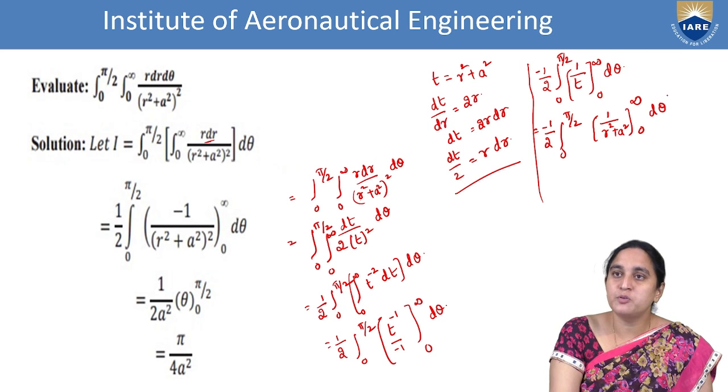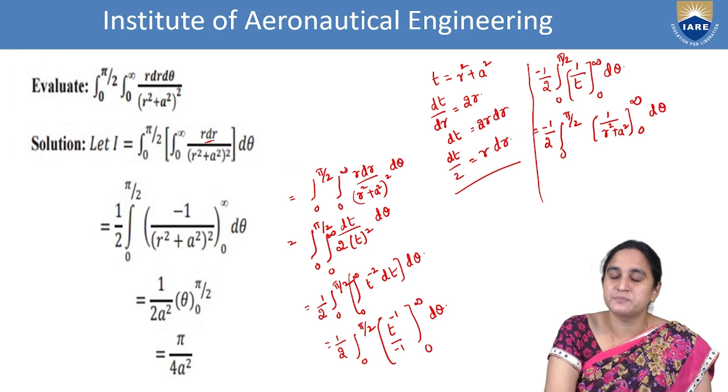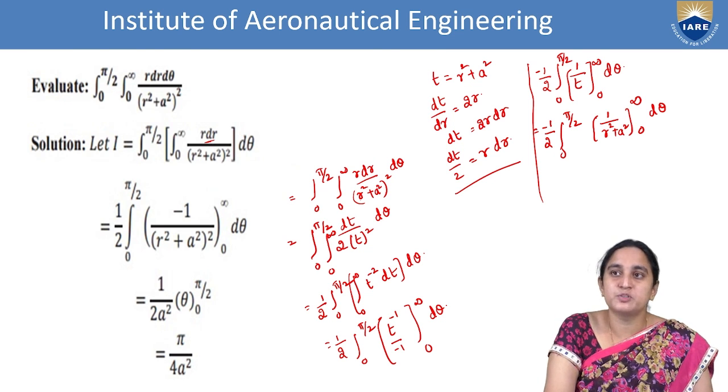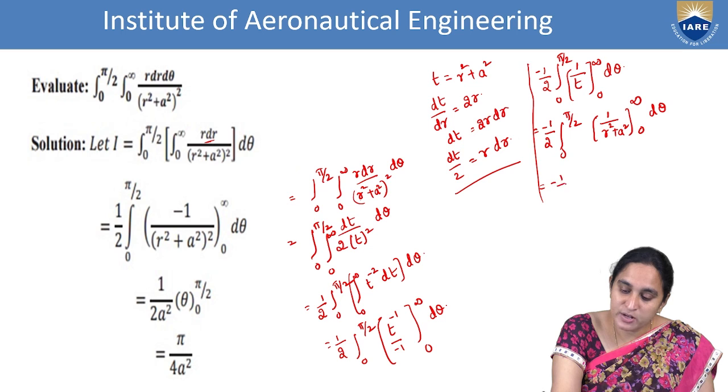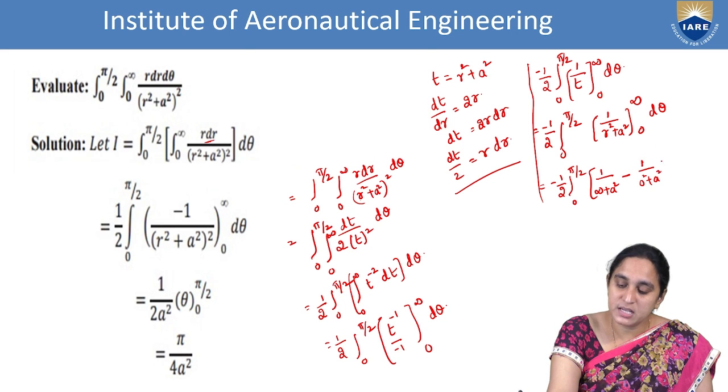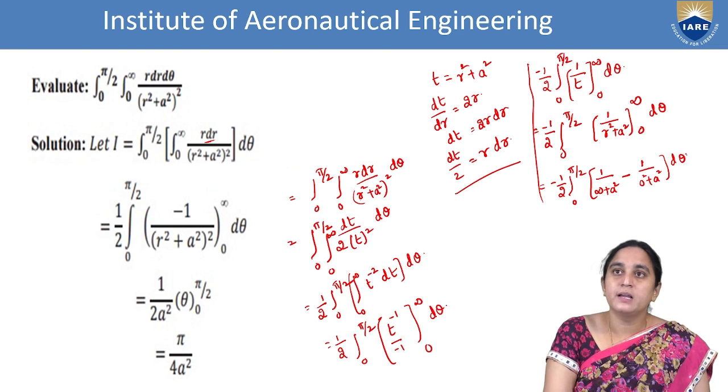If you convert the limit points into t also, it is very difficult to substitute the limit points. That's why I'm not converting the limit points to t. Directly I'm taking 0 to infinity only. After the integration I'm taking r square plus a square in place of t, and then substituting the limit points 0 to infinity. From that, minus 1 by 2 into integral 0 to pi by 2, 1 by infinity plus a square minus 1 by 0 square plus a square, into d theta.